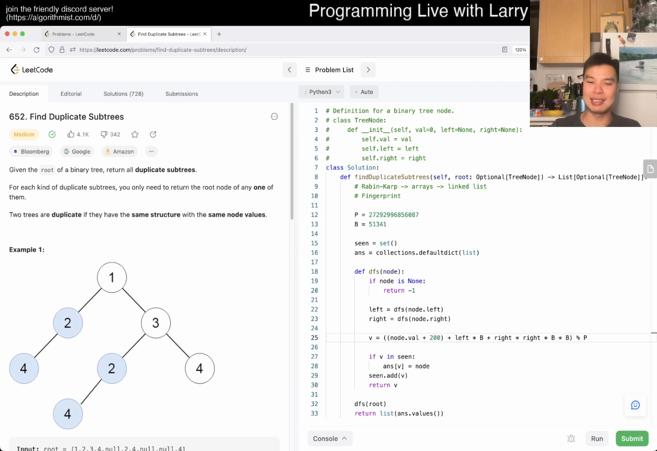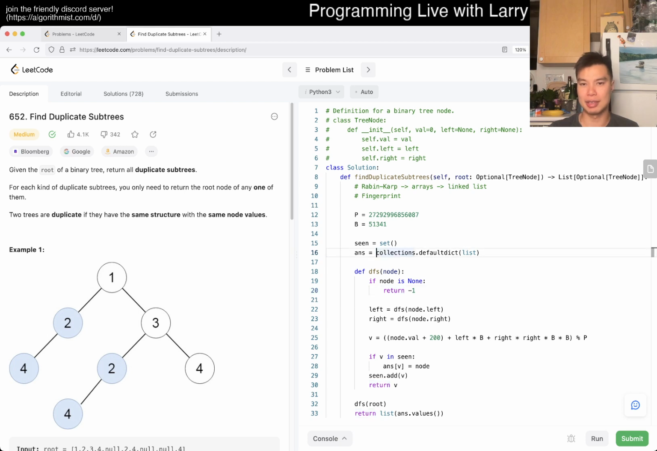But no, this is linear time, linear space. Even though answer has a bunch of stuff, you can only add each node once, right? So that is going to be linear space. Same for scene, and everything is just a depth first search. So yeah, linear time, linear space, and that's all I have for this one.